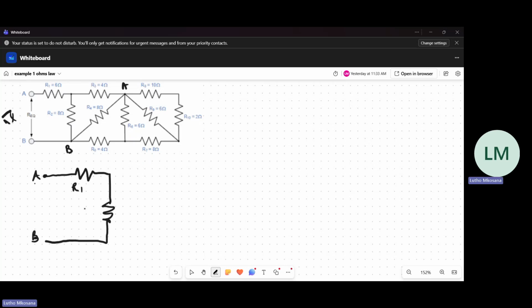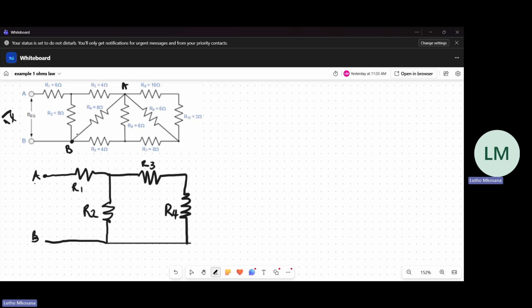We have resistor 2. And then we have resistor 3. But for this section of resistor 4, I will just extend that point such that it is drawn in this manner. That's our R4. It's still the same circuit, but redrawn in a different manner.